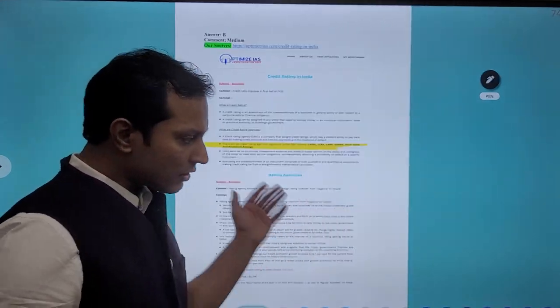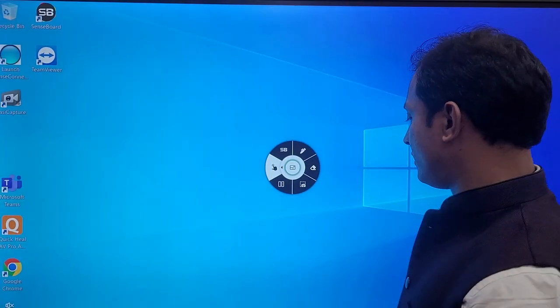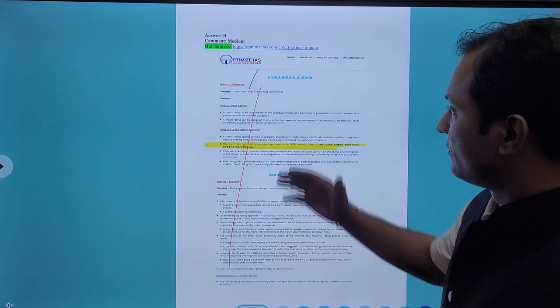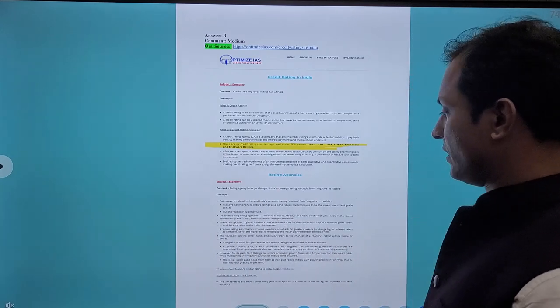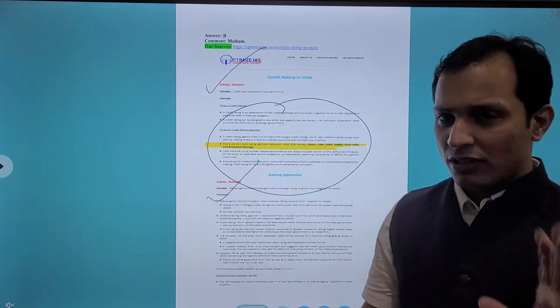What do you make out of this thing? You can do a Google search and you can find out. This was in the DPN. This was there in the, guys, 1 second. Okay. See how many times I have given this credit rating agency. Exactly. This means what?